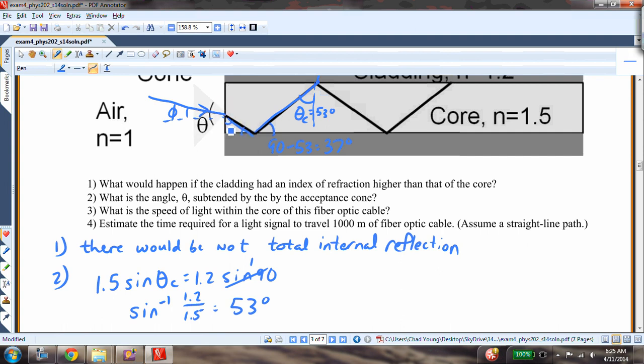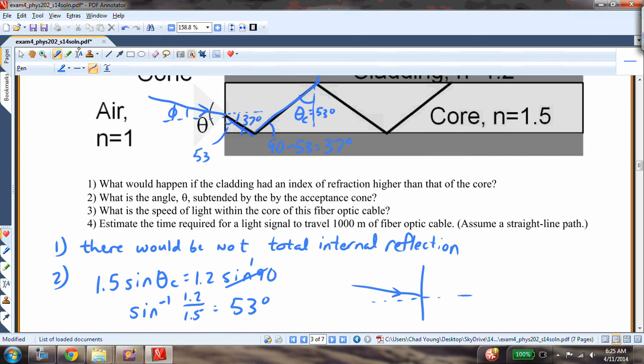This angle then is 53, and so this angle is 37 degrees as well. All right, so that angle is 37, and now it becomes a simple refraction problem. Now I have this light ray that comes in.